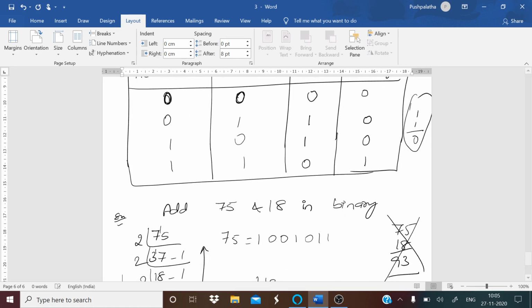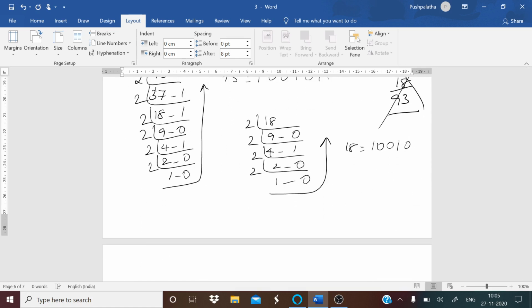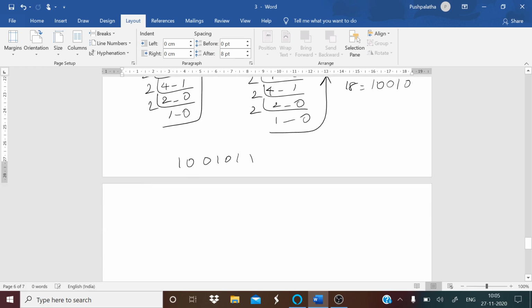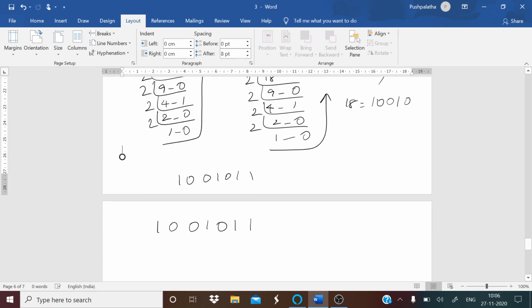So when we are adding, we are going to add 75 and 18, right? What is your 75? 75 means 1 0 0 1 0 1 1, and 18 you have, 3 4 5 6 7 bits over here, 1 2 3 4 5 bits over here. So 18 means 1 0 0 1 0. You have to write like this.